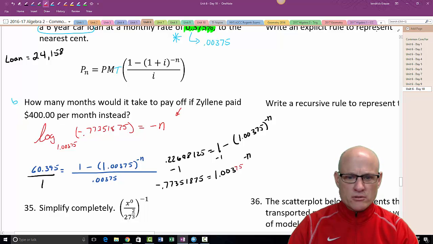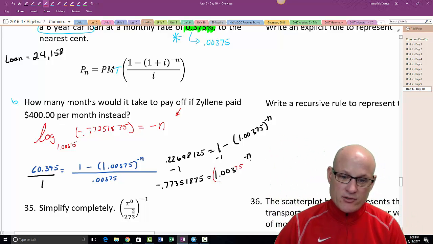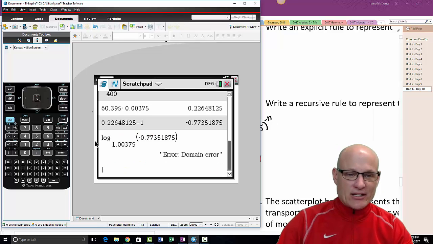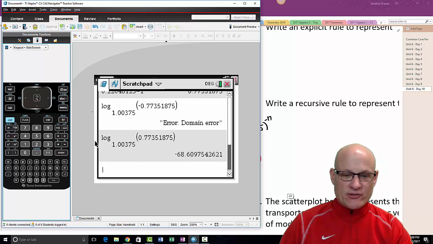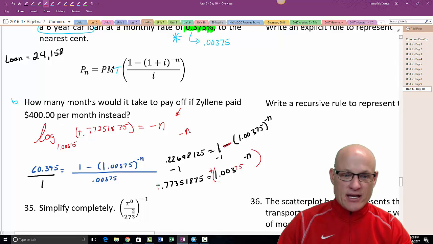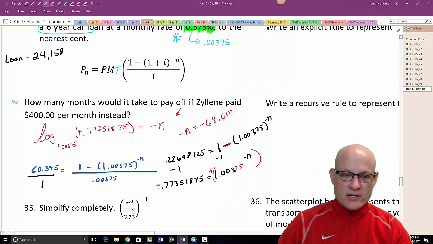can't take the log of a negative number. Oh, shoot, I missed something. Sorry, kids. See, this is a negative right here, right? See how the minus is right here? I forgot that. So I've got to divide by a negative, so that makes this positive. Can't take the log of a negative number, I know that. And we get negative 68.6. So negative n is equal to negative 68.609. And so n is equal to 69 months.